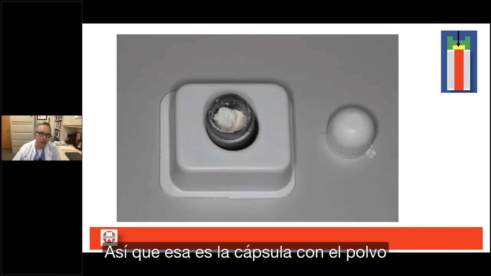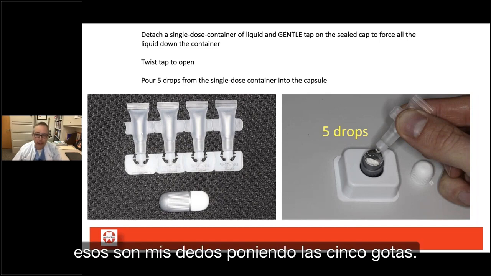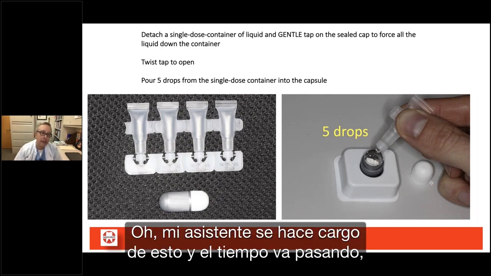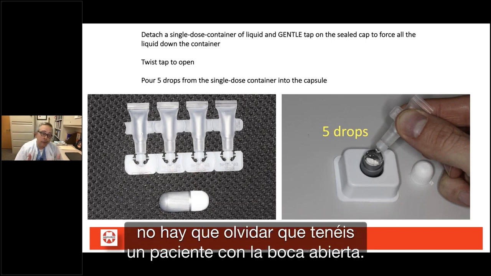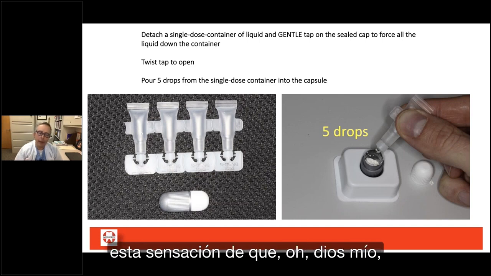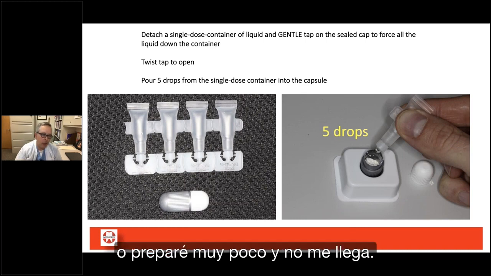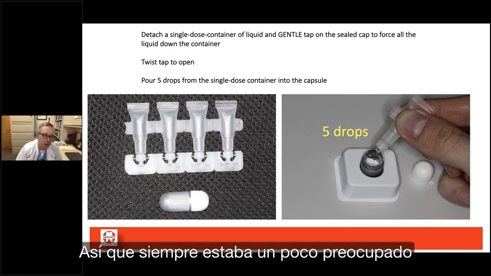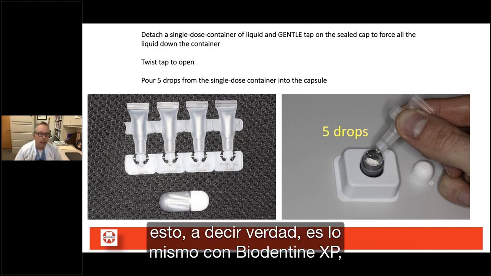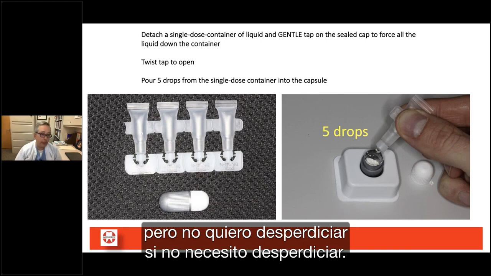So that's the capsule with the powder, and then the 5 drops, that's my fingers putting the 5 drops, or my assistant will do that, and then time, and you have a patient with the mouth open. Also, sometimes we have this feeling of, oh my God, I prepared too much and I only need 1 tooth, or I prepared a little and it's not enough. So I was always concerned. It's the same Biodentine as XP, and it's a great material, but I don't want to waste if I don't need to.